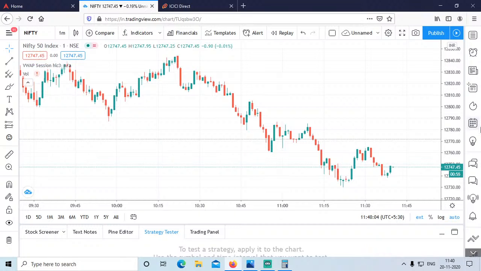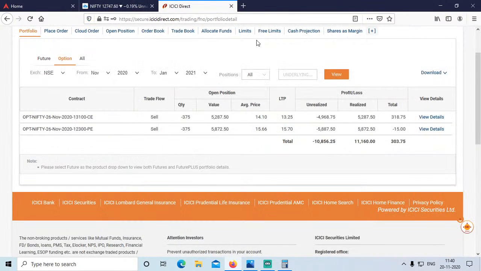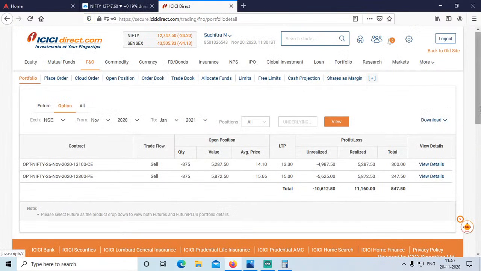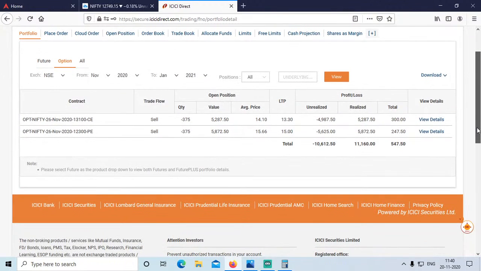12,747, time is 11:40. Let us check our positions. Okay, we got around 547 rupees profit. Seems to be good. Now if you add 13.30 and 15 together, it's coming to 28.30. Okay, 28.30, but our stop loss is 27, so 1 rupee 30 paise less. So far so good. People should understand why I am keeping this stop loss at 28.